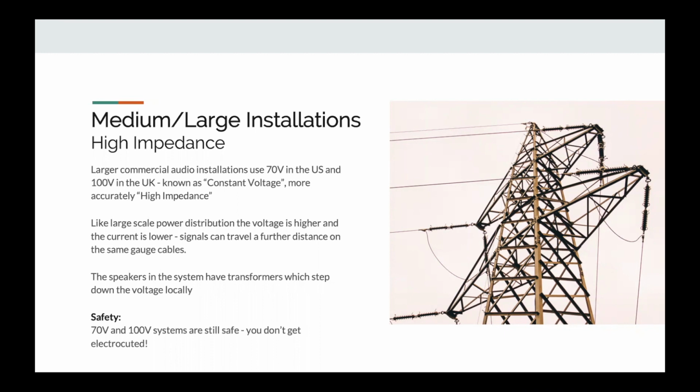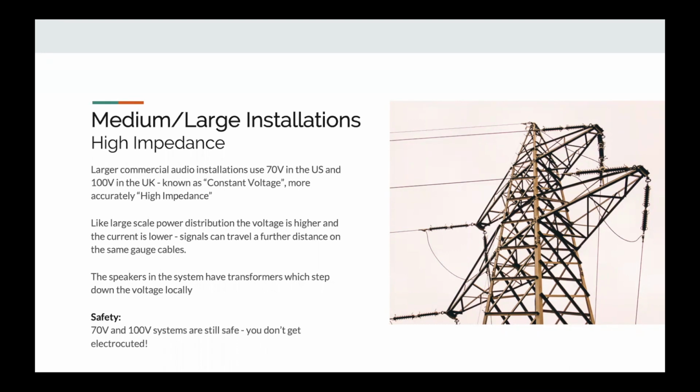So just like substations in mains electricity applications, where the very high voltages are reduced down to multi-phases, in commercial audio applications with high voltage, speakers generally have transformers or taps inside them, which step down the voltage locally to the speaker. So even though you're using 70 and 100 volts, and it's 100 volts in the UK, by the way, you won't get electrocuted.